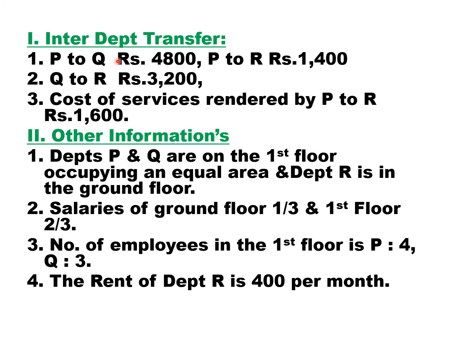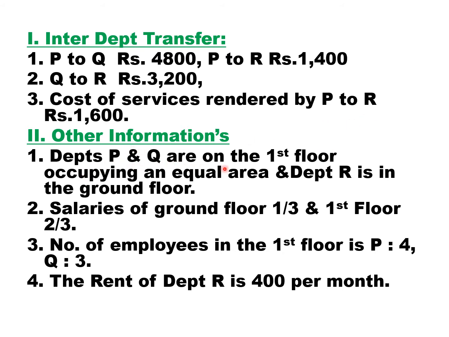So adjustments, students: interdepartmental transfer, P to Q is 4,800. As I mentioned before, giving department credit, receiving department debit. So P to Q, P gives, Q receives 4,800. So P credit, Q debit. P to R 1,400: P credit, R debit. Q to R 3,200: Q credit, R debit. Cost of services rendered by P to R 1,600: P credit, R debit.